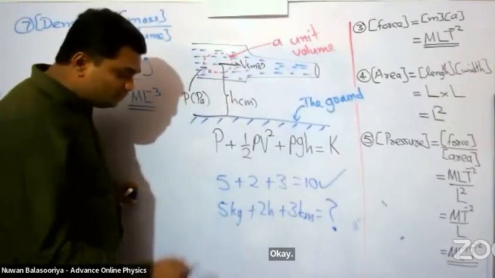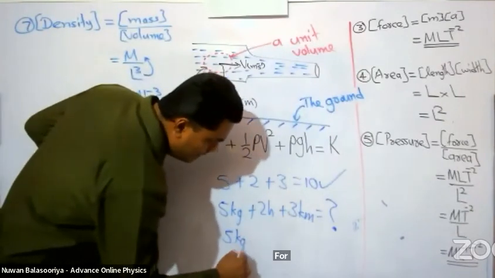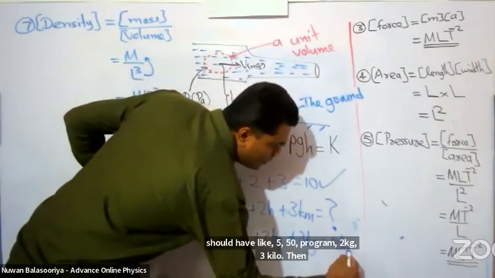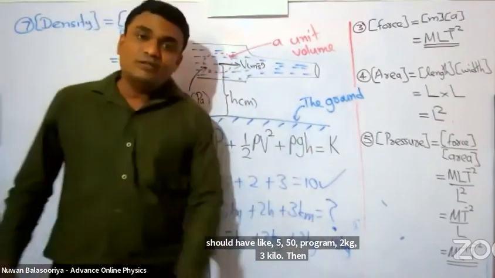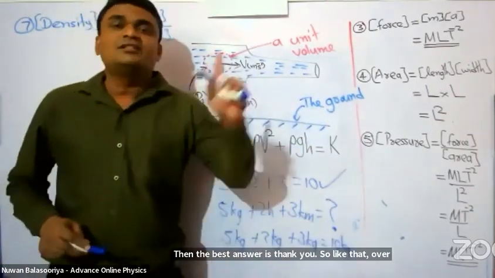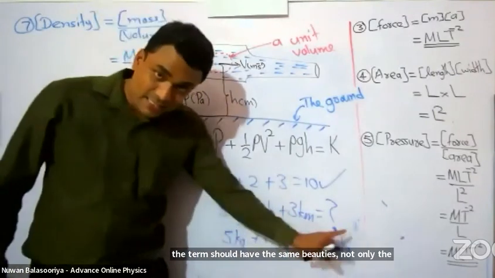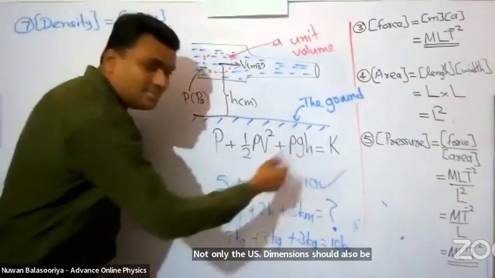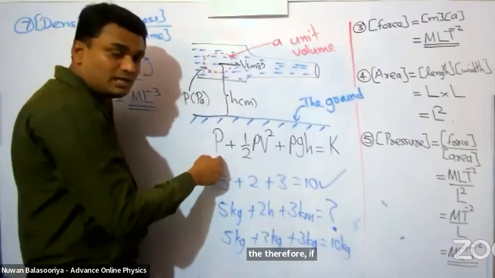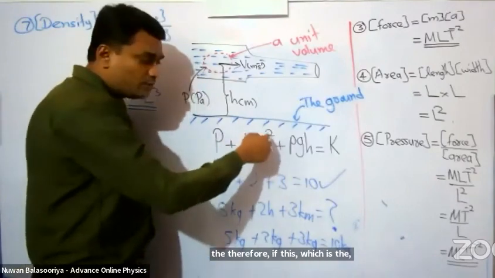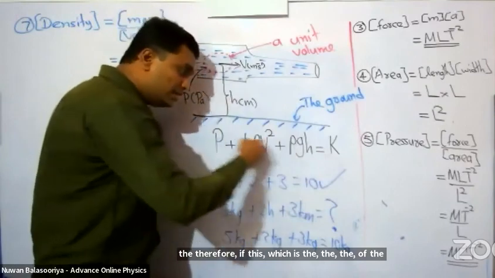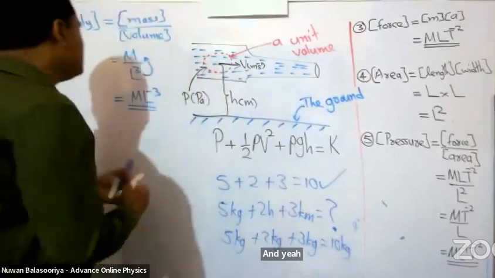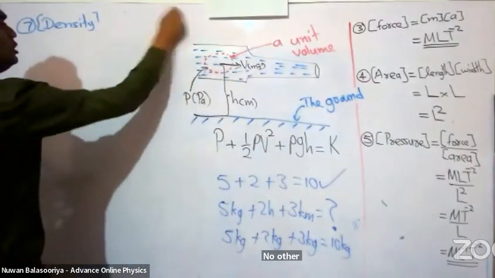For an equation to be meaningful, all the terms should have the same units, like 5 kilogram, 2 kilogram, 3 kilogram. Then the answer is 10 kilogram. So all the terms should have the same units. Not only the units, dimensions should also be the same. So if this equation is correct, the dimension of the term P, the dimension of the term half rho V square, and the dimension of the term rho gh should be the same. And their units should also be the same. Here, we only consider the dimensions.